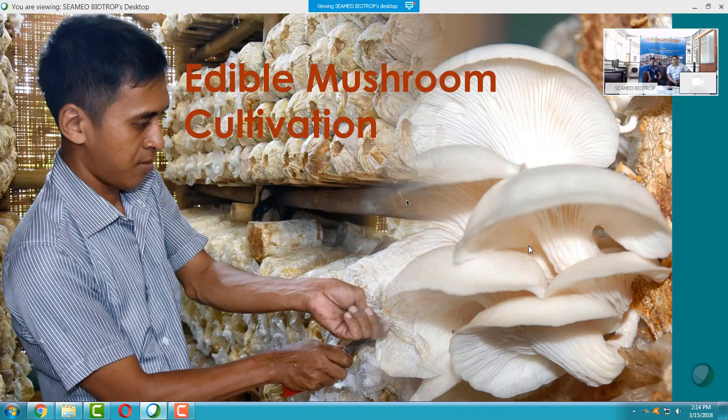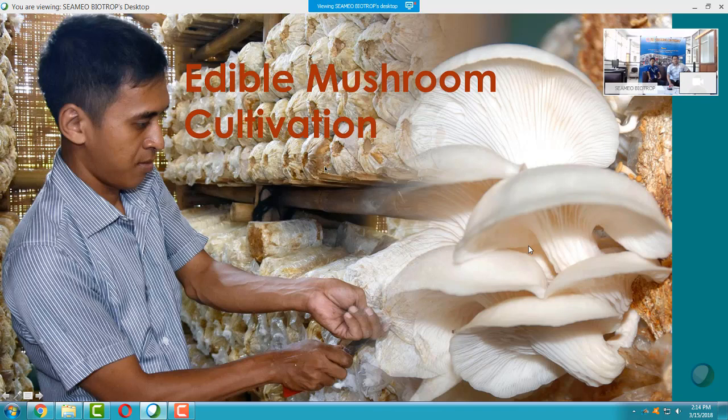Okay, so this is our mushroom house. Actually, it's been renovated, but usually it will look like this one. Usually the wall is made from bamboo, and there are shelves where we put our baglog. Baglog is the term we use for the media to grow mushroom. It will look like this one.